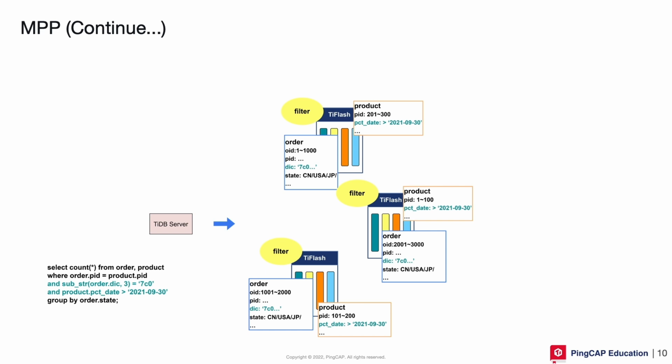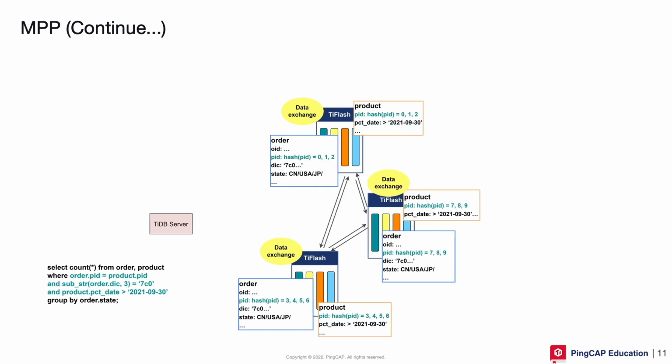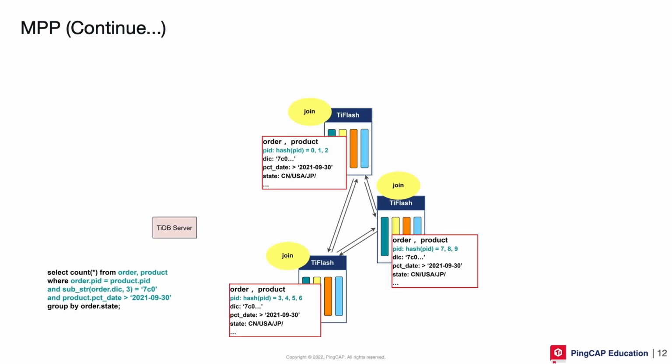Remember, this is MPP, so there are multiple machines. This leads to highly parallel processing. Each TiFlash node exchanges data with other TiFlash nodes. The goal is that the data to be joined together will land on a single TiFlash node. Next, the orders table is joined with the products table on each TiFlash node. The data is exchanged again, this time in order to get the hash value of the state column of the order table. The state column is used in the group by clause.